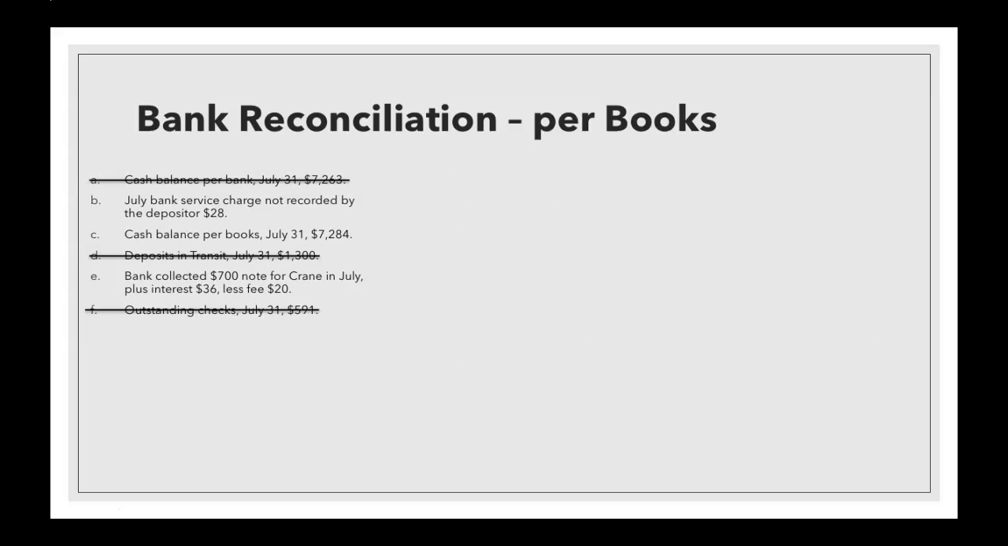So the per books side is going to start off in a similar way. We start off with the cash balance per books. So this is what we see in our ledger, in our T accounts for cash, right? According to us, we have $7,284 in cash. But there's some things that will be affected here that the company maybe didn't know about, right?